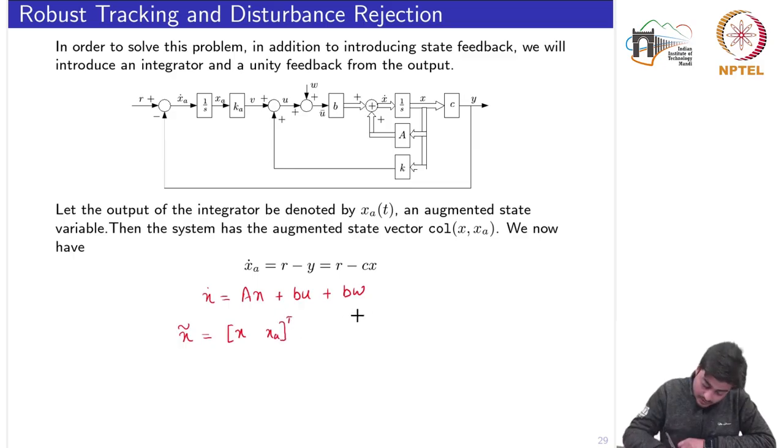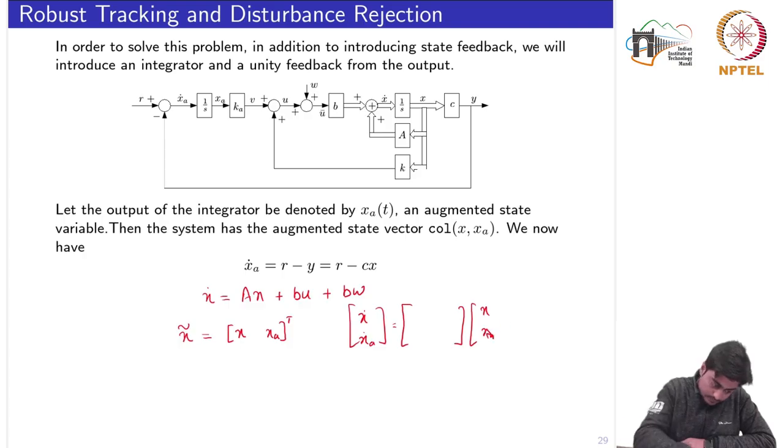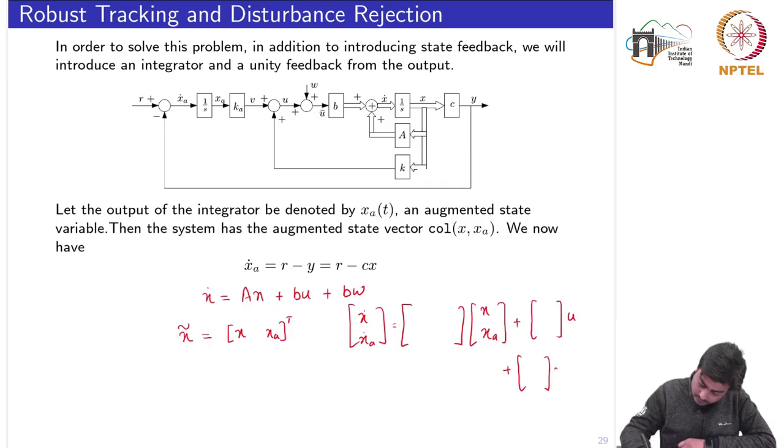Okay, so in that case we would have x dot, xa dot, with inputs one from u, another from r, and another from w. So we need to see what would be the associated matrices and vectors with respect to the different variables u, r, and w.